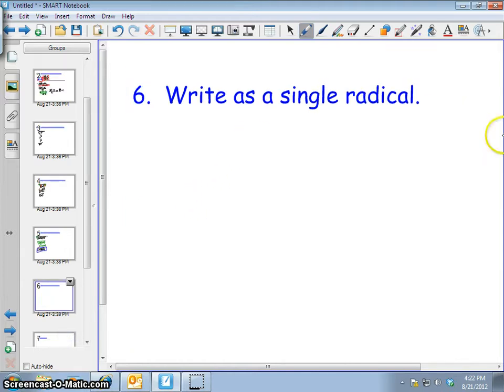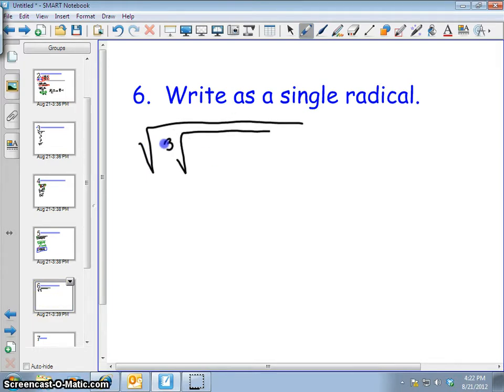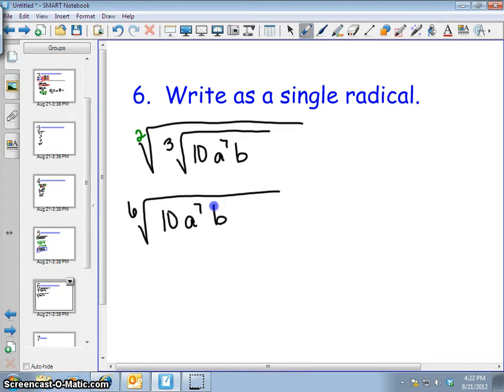Another example, giant radical, and then on the inside it's the cube root of 10 a to the 7th power, b to the 1st power. So the first thing we'll do is write these as one radical. Remember, this is actually a 2, so we multiply these. 2 times 3 is 6, and our new problem is the 6th root of 10 a to the 7th, b to the 1st power.